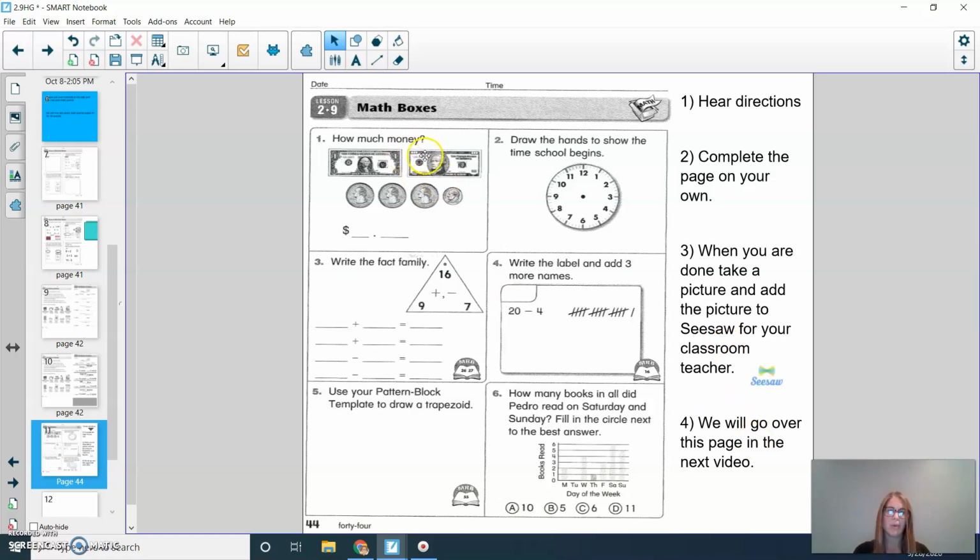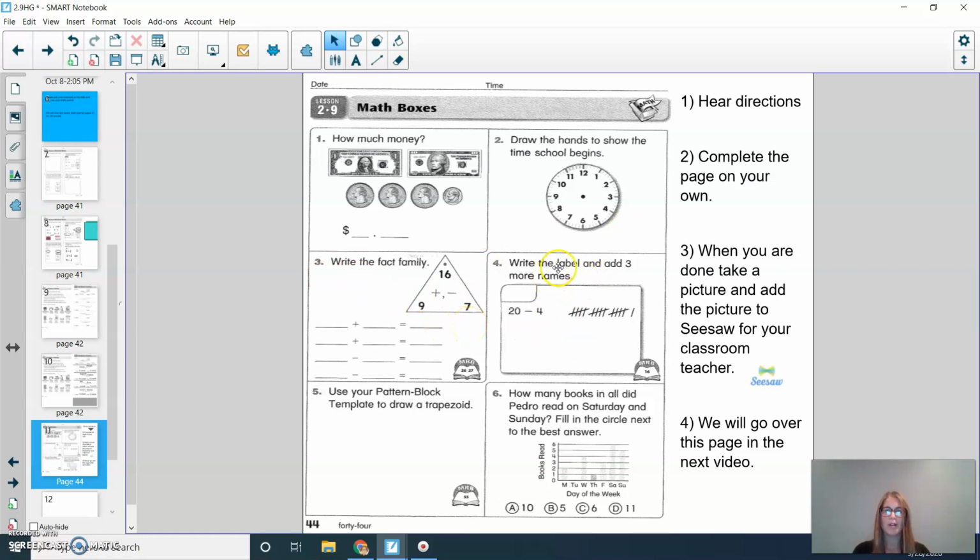So for question number 1, how much money do you see? And then write your answer on the line. Number 2, draw the hands to show the time school begins. And I chose to show the time of 8:05. But if your school starts at a different time, you can show that time too. For number 3, write the fact family.